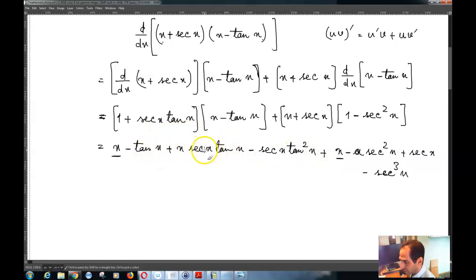You can simplify this a little bit. For example, tan x you can take out from these terms, and secant x you can take out from these terms. But let's see how they have done it. They have written it as x plus secant x times 1 minus secant squared x.